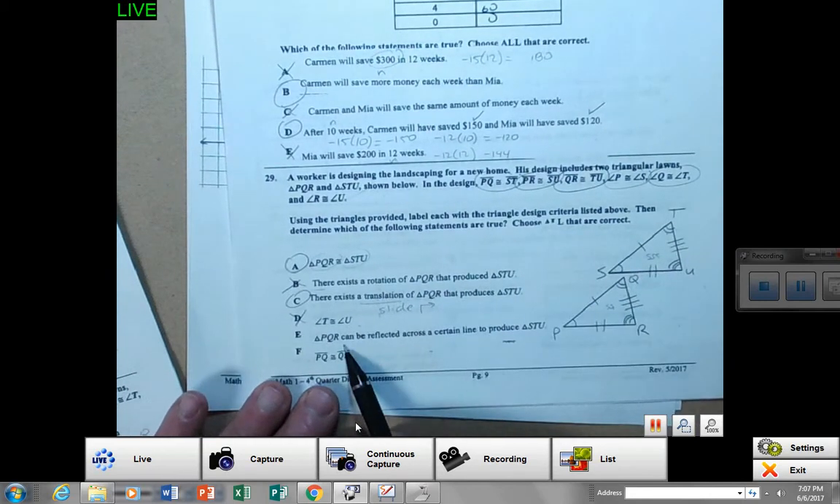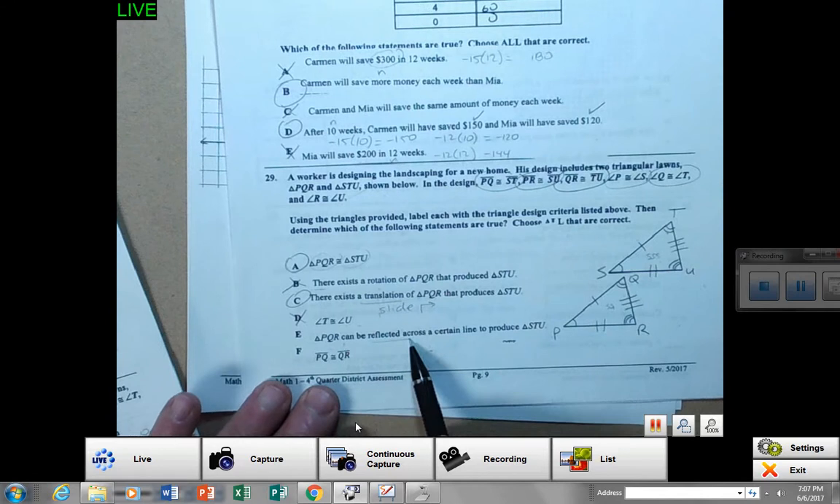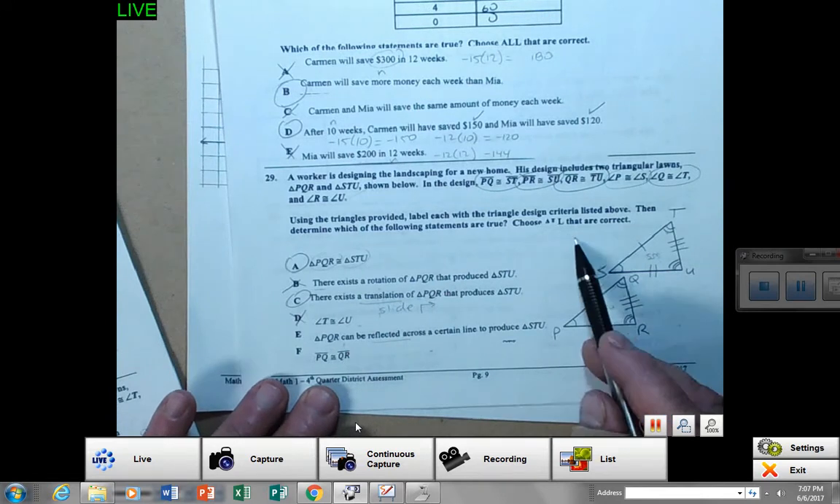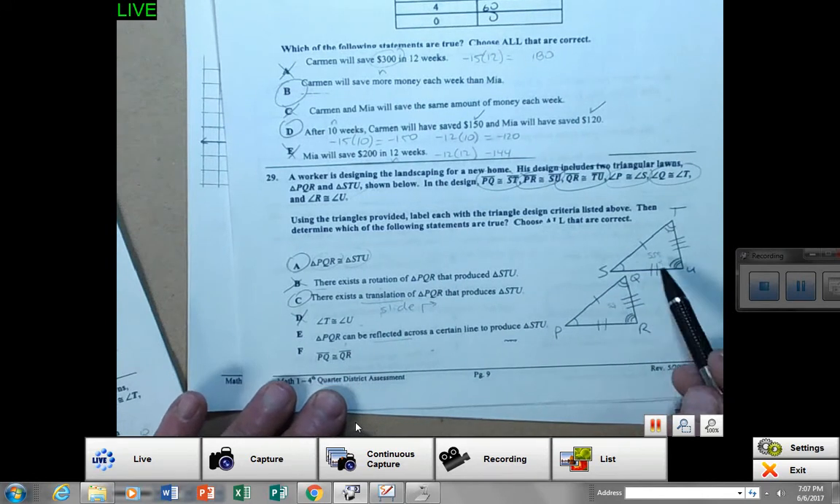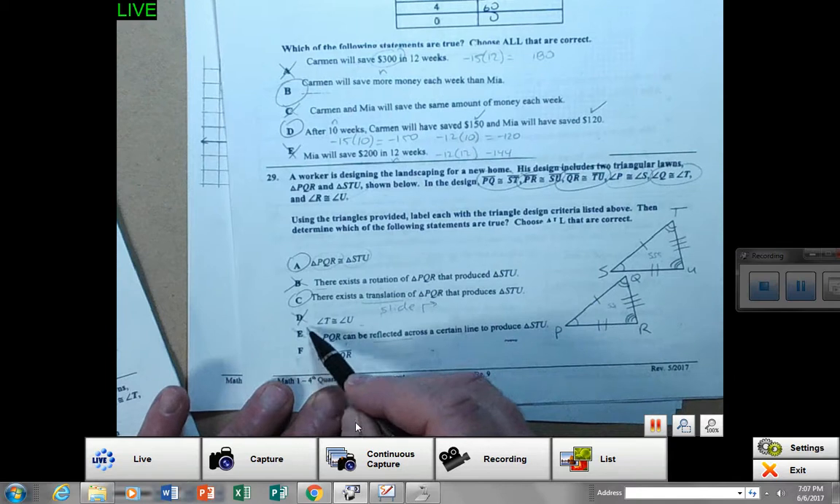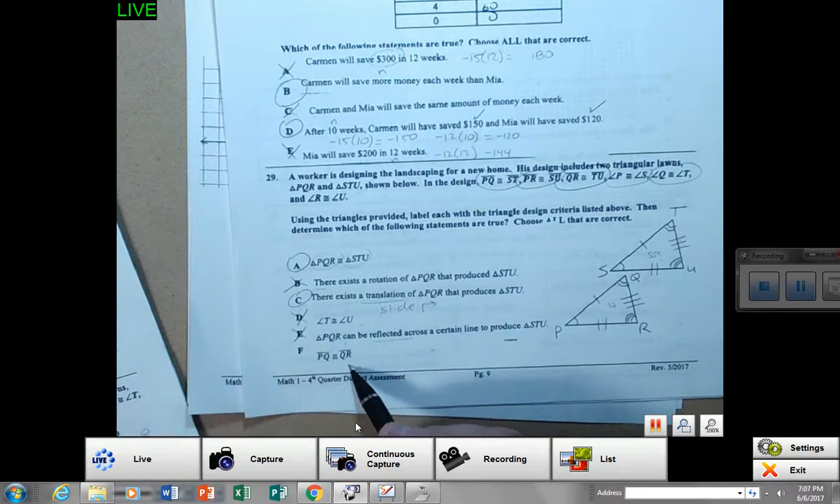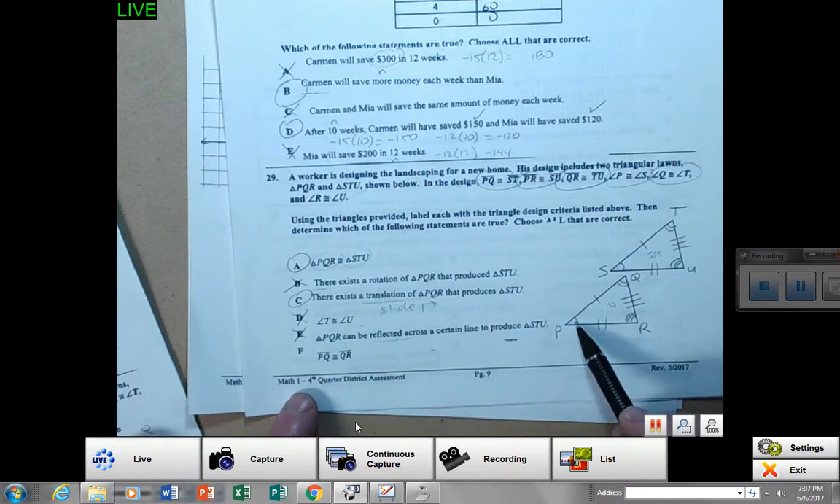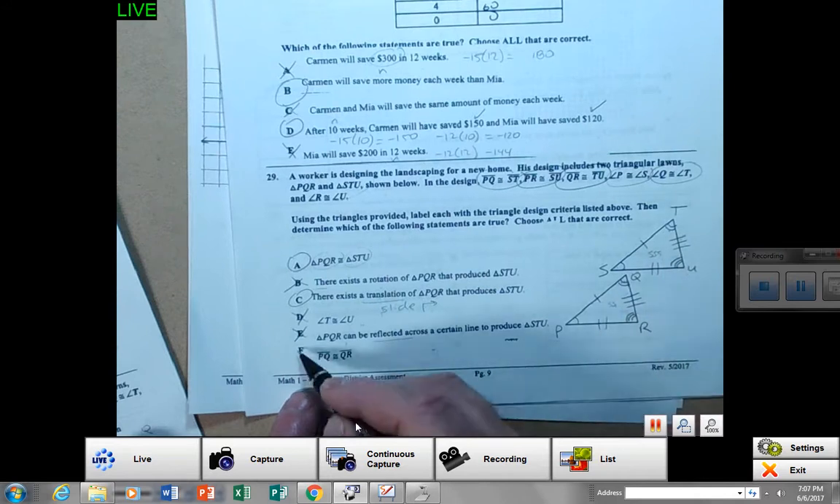Triangle PQR can be reflected across a certain line. So there is no line I could draw to reflect this over to get that. PQ equal to QR. I could tell again that's not true by these little lines showing because of congruent triangles. Equal, equal. But nope, these are not equal.